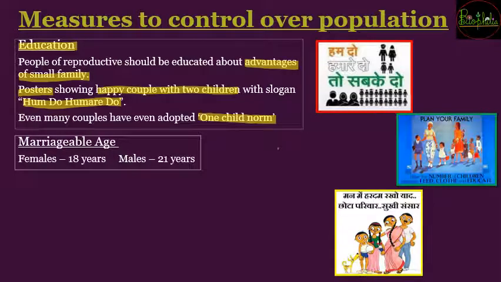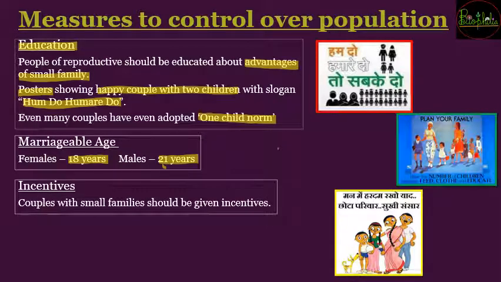If the marriageable age is decided, if the age is raised, then it was said that the population could come under control. Females had a marriageable age of 18 years, whereas for males it was 21 years. Below this, it was not accepted legally. After this certain age, the marriage was considered legal.